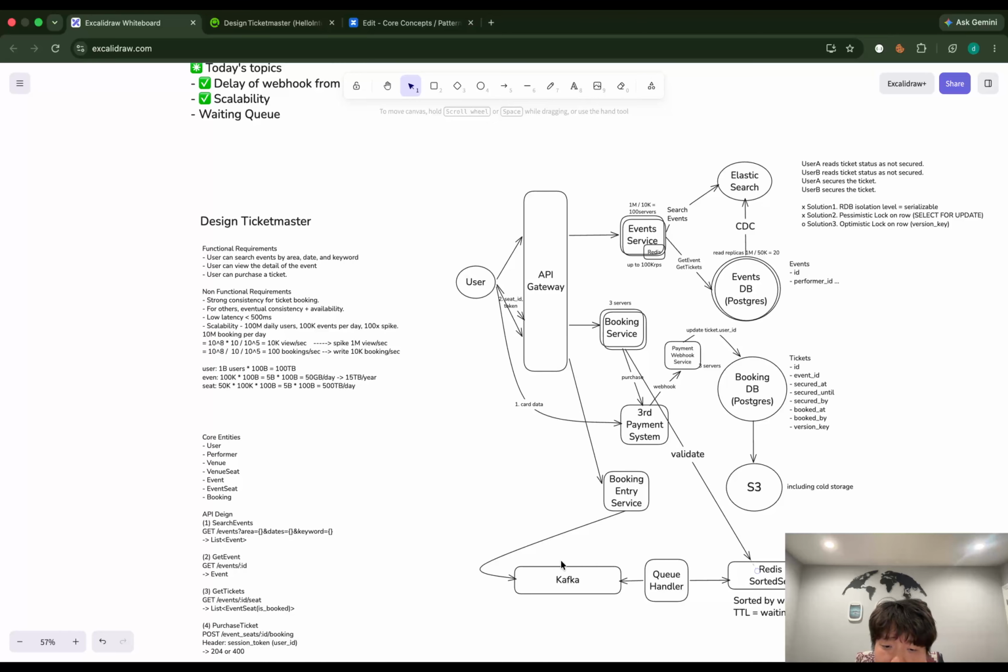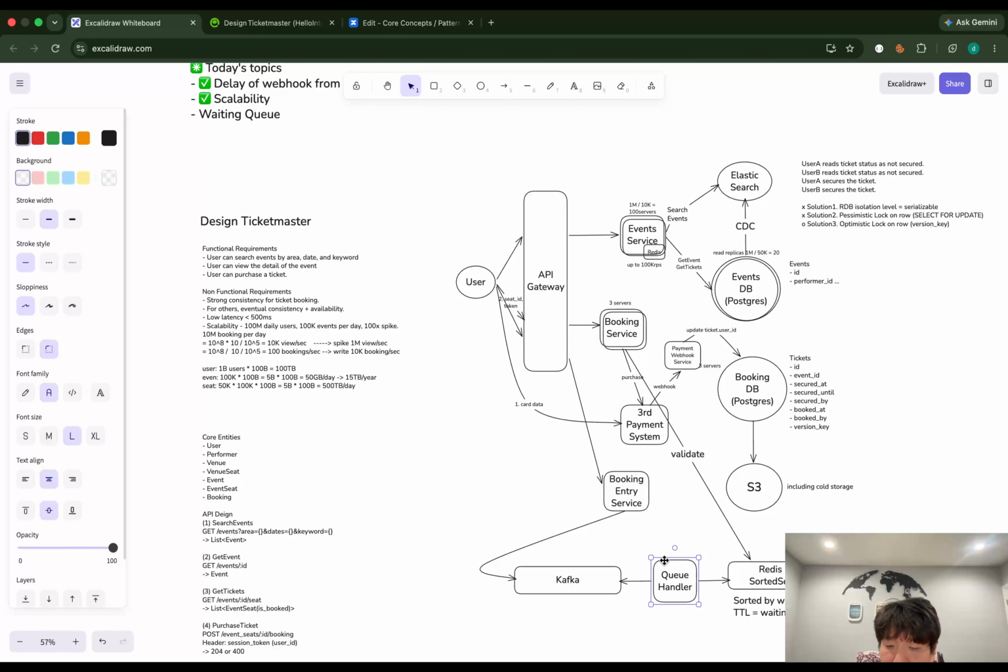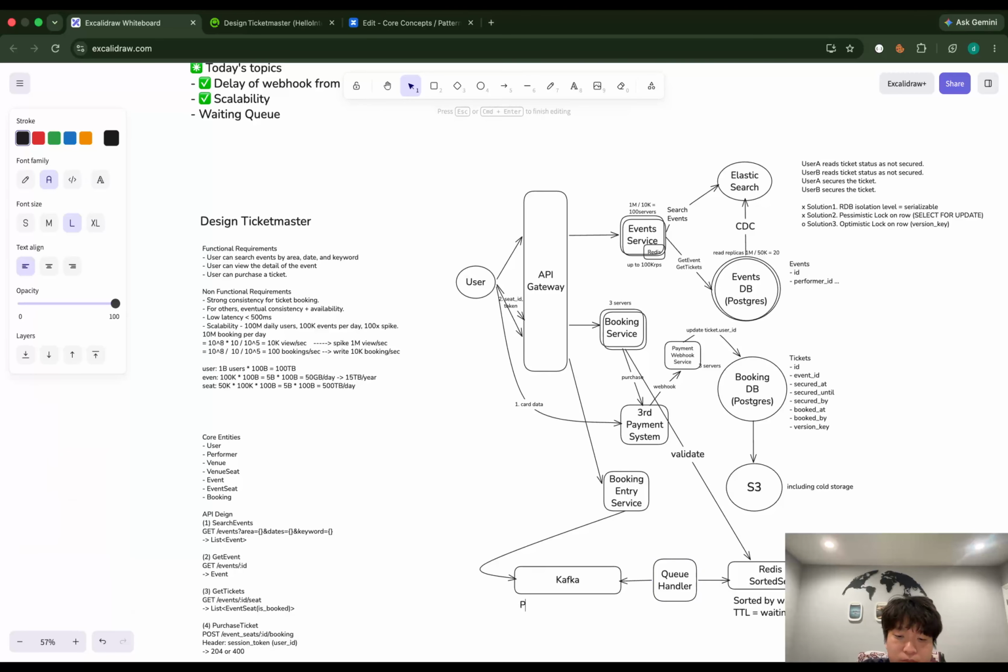Okay, so my idea here is, I think we don't have to use the partition for Kafka, because the number of users who can enter the booking page is quite limited, like 10K users. So it's completely handleable for one queue. I know that there's so many users who's waiting in the waiting queue, but it is okay. Or maybe I can partition by the event ID, because they are completely independent.